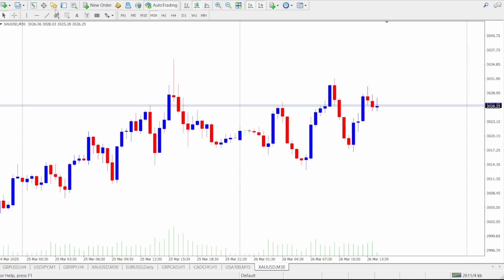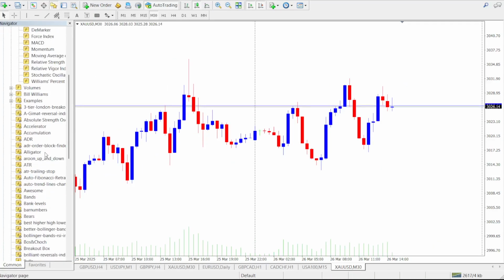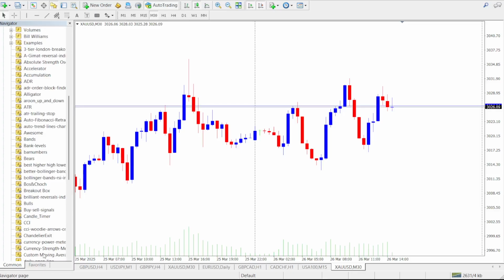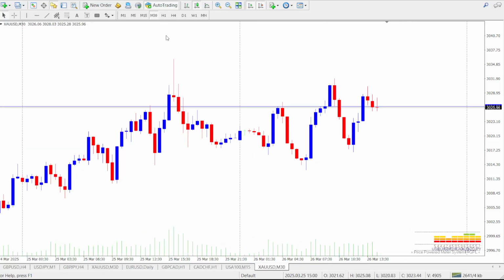So I'm going to be adding the indicator to the chart right now, the currency strength meter indicator. All right, this is the currency strength meter indicator.